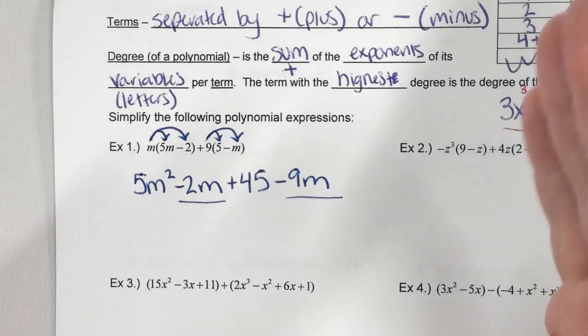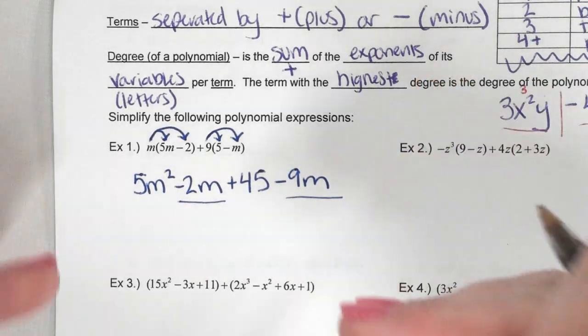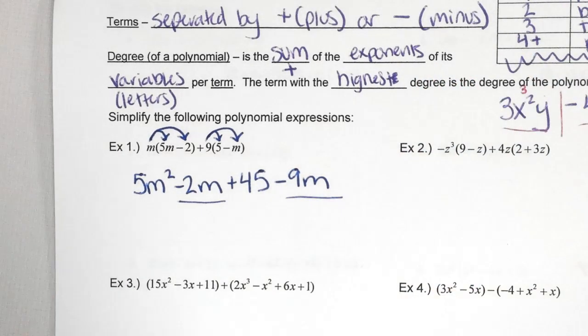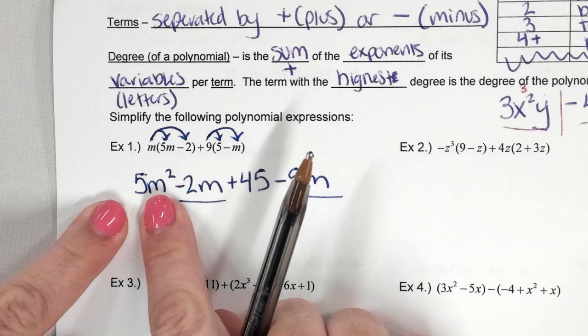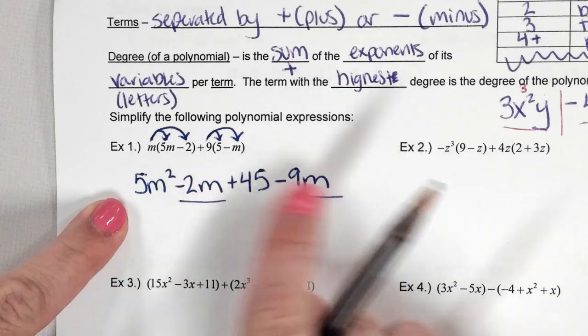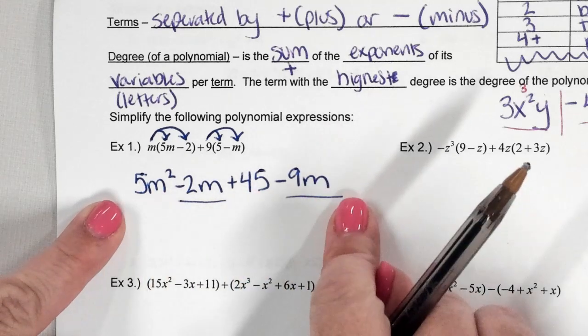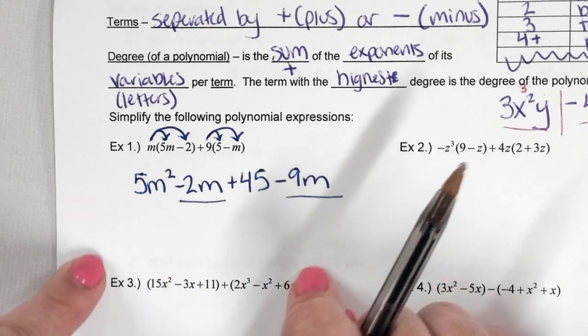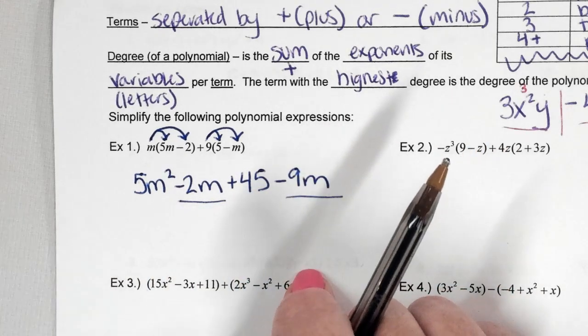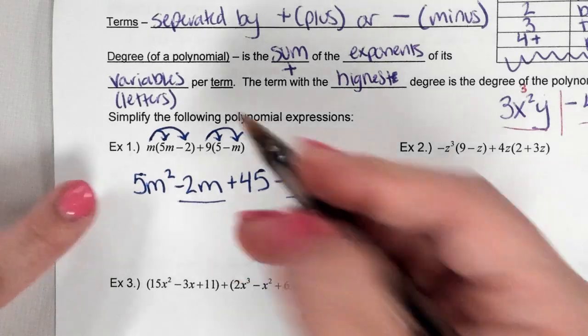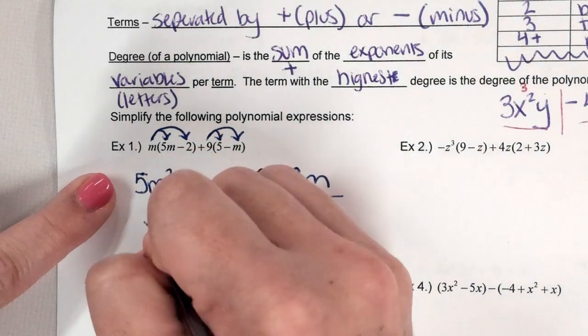Now, before I combine those, what needs to go first? Which exponent? Remember, we go highest degree first. So the 5m squared has to go first because that has a degree of 2. These have a degree of 1, and this has a degree of 0. Because if you're like me, I don't want to write this a million times. I don't want to write it out of order and then have to rewrite it in order if I can avoid that. Does that make sense?